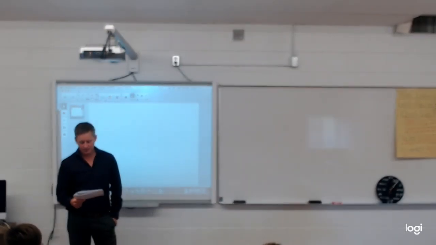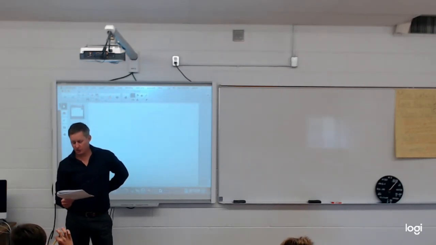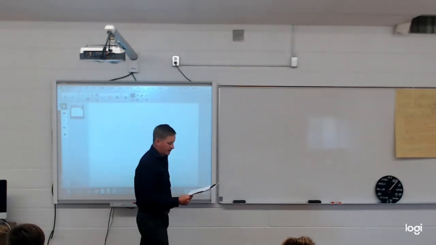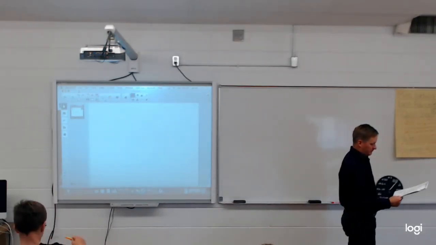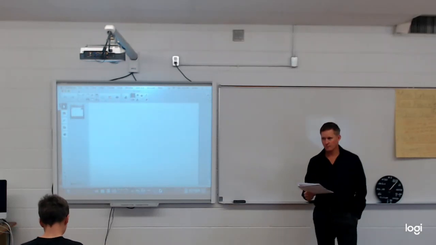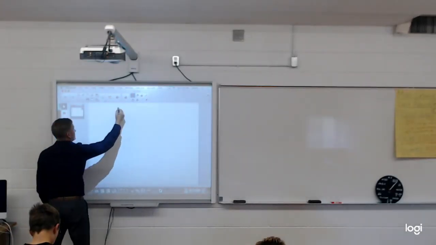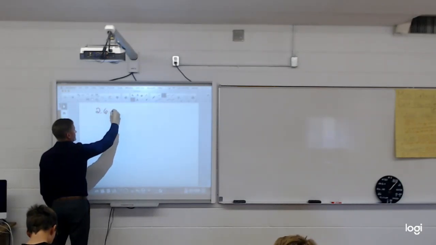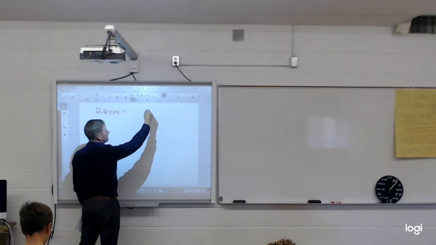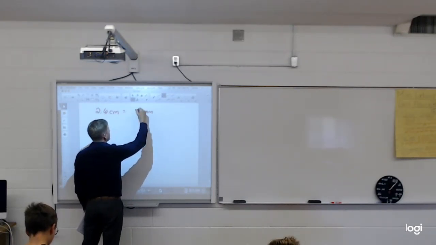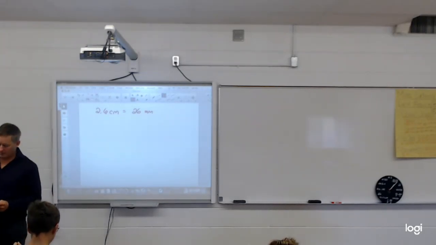Okay. All right. Estimate, then measure the length of each line segment. Take your rulers out right now and let's measure how many centimeters that line is. 2.6. Okay, so the first line would be 2.6 centimeters. How many millimeters would that be? 26. 26 millimeters, right.